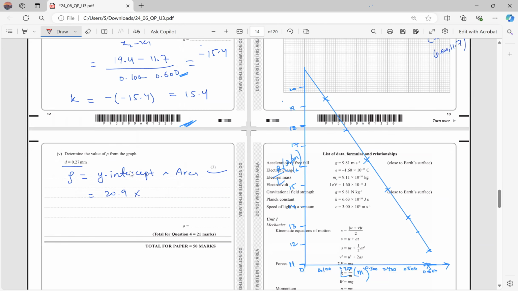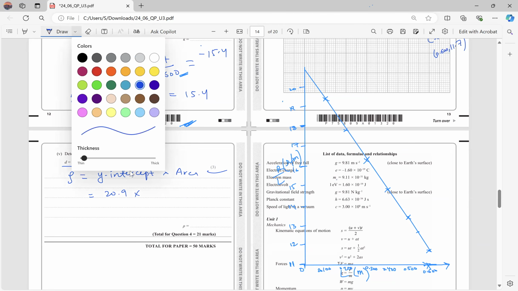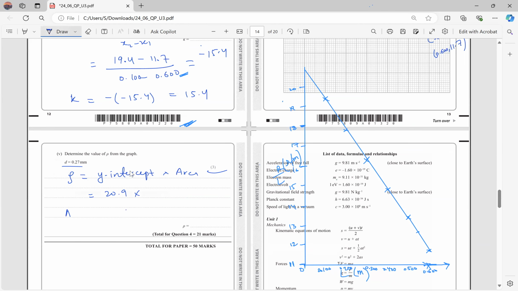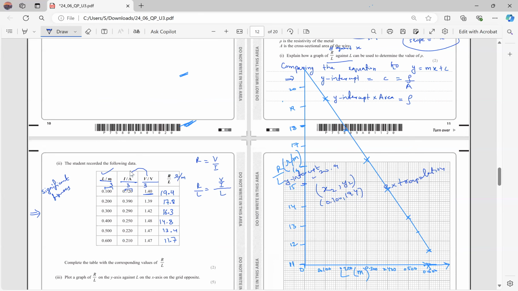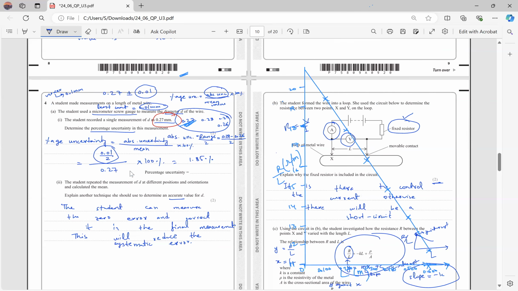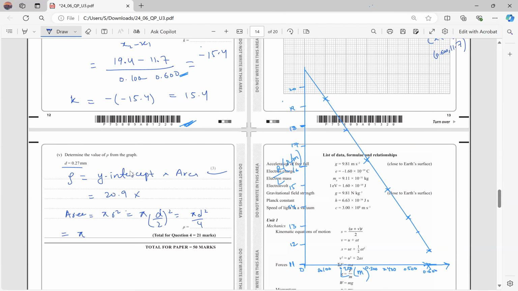So using this diameter, we can find the area. So the area of a wire, what is the formula for area? Area is just equal to pi r squared, right? We are provided with the diameter. Radius is diameter over 2. So it's pi times d over 2 squared, so pi d squared over 4. So it was just 0.27, right? Yeah. Let's substitute the value here. 0.27 squared over 4.